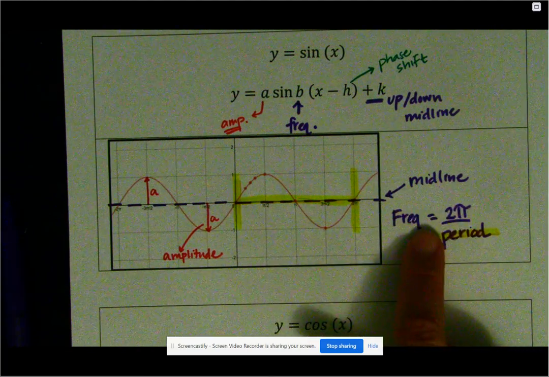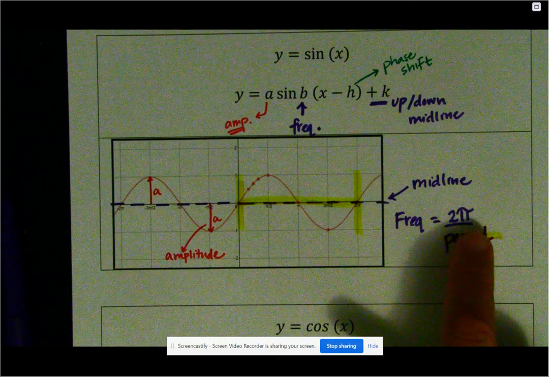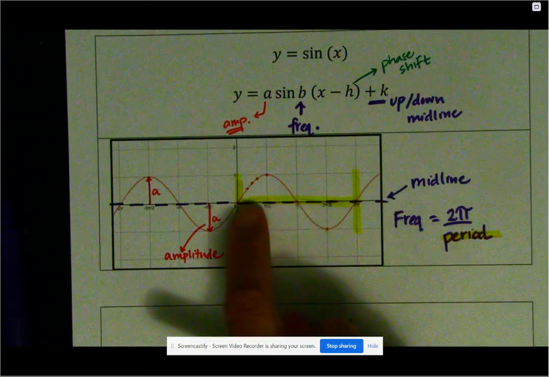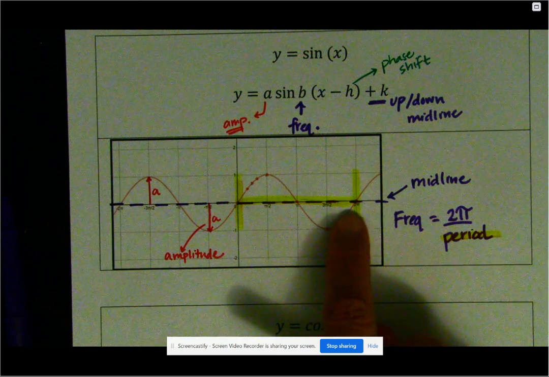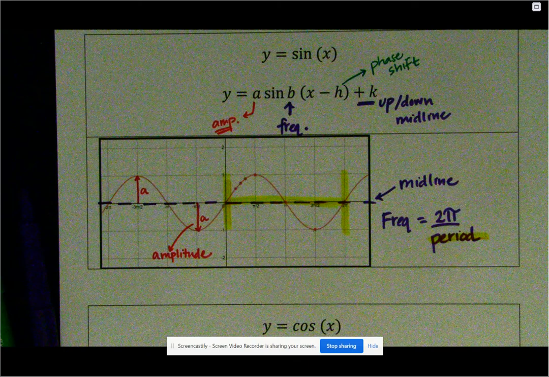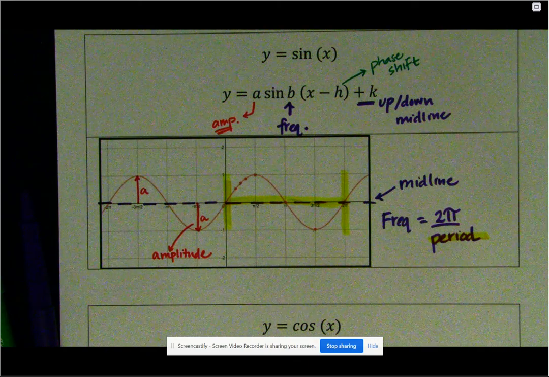But this is the simple calculation. The frequency is 2 pi divided by the period. The period is the length of time it takes to make a full cycle. Okay, so that's how you either write equations or you graph from there.